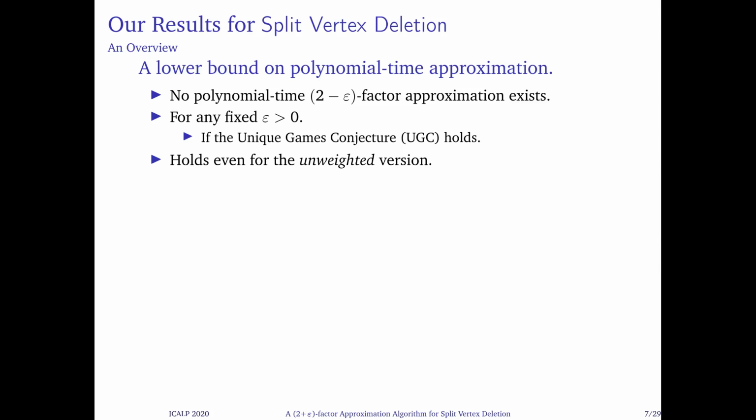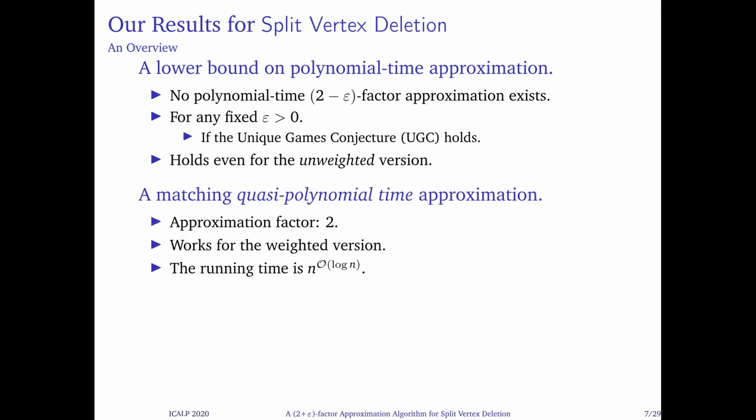Let's go through an overview of our results for split vertex deletion. The first result is a lower bound on polynomial time approximation. We show that for any positive epsilon, there is no polynomial time 2 minus epsilon factor approximation algorithm for the problem, assuming the unique games conjecture, and this holds even for the unweighted version.